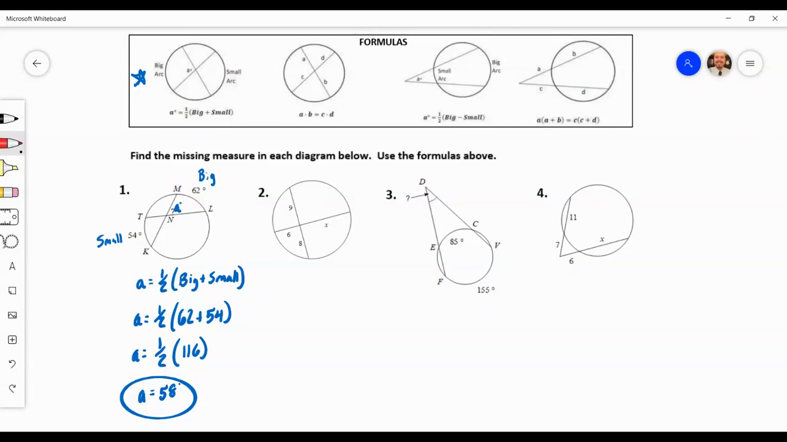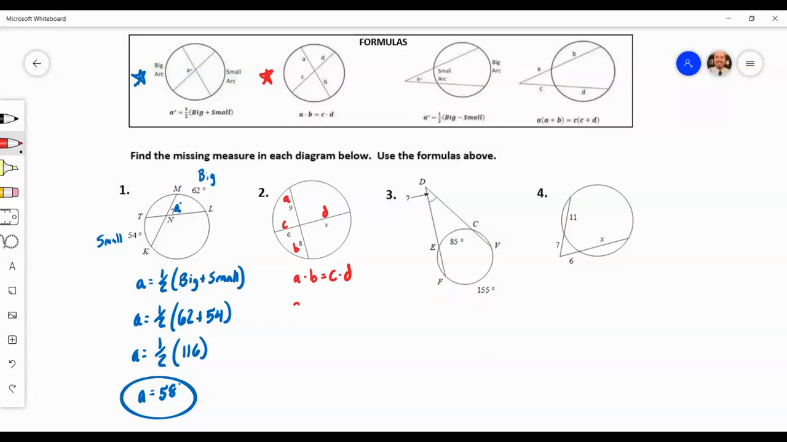In our second example, we'll use the formula that relates two different chords and the segments formed by them intersecting in the circle. We'll label our 9 A and our 8 B, and then we'll do the same. 6 will represent C, and D will represent X. Here we go. Our formula is A times B is equal to C times D.